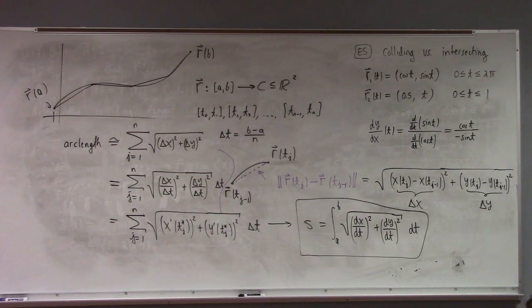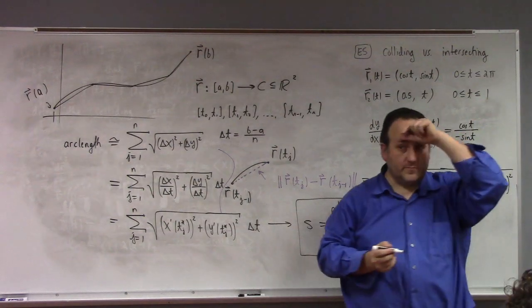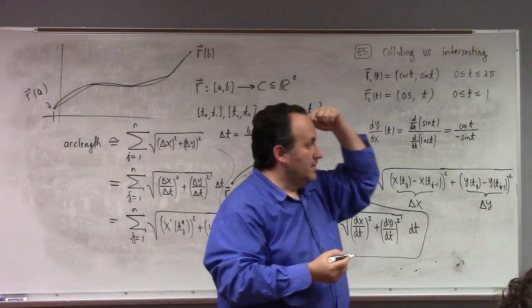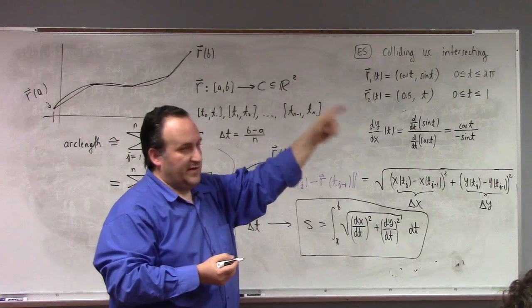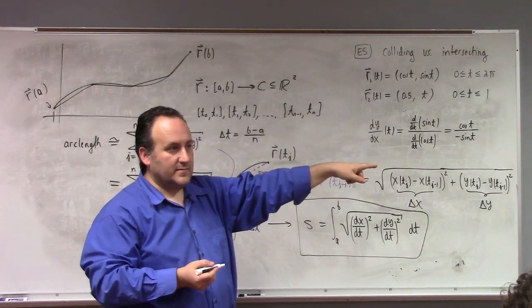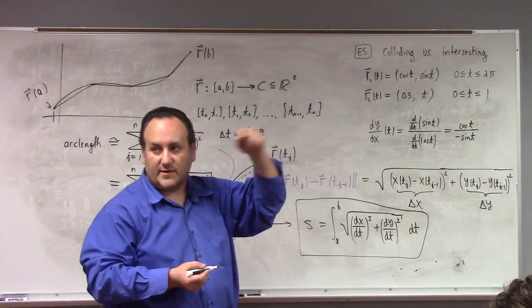dx/dt is minus r sine t. Got to square that thing. dy/dt is r cosine t. We got to square that thing. Integrate that. You could do the algebra. How does that work out? Sine squared plus cosine squared is what?